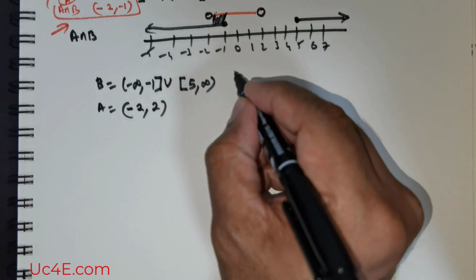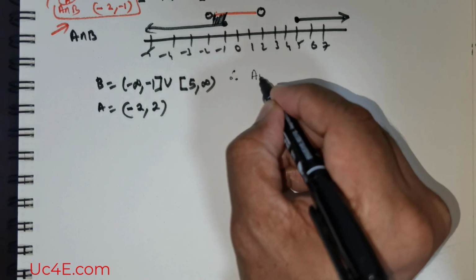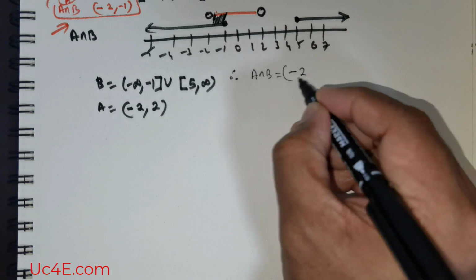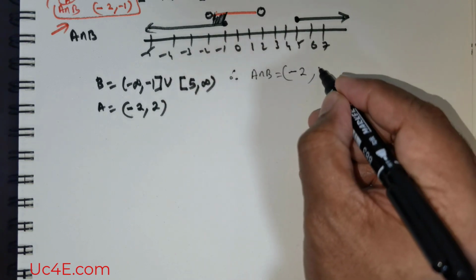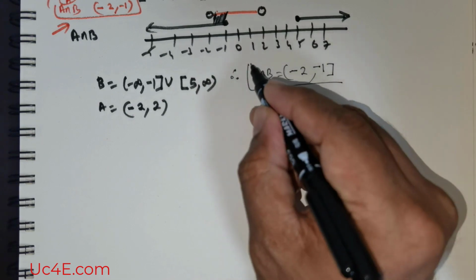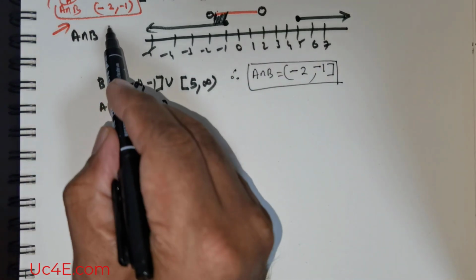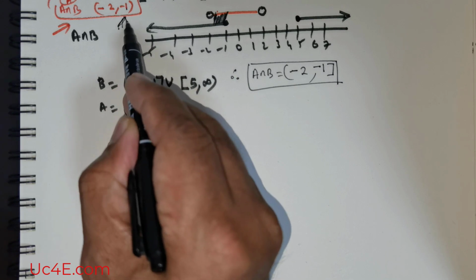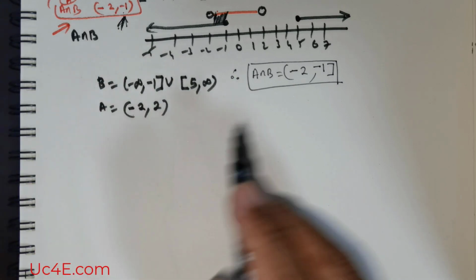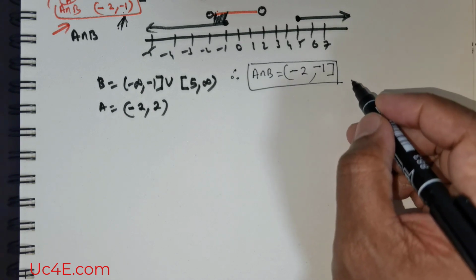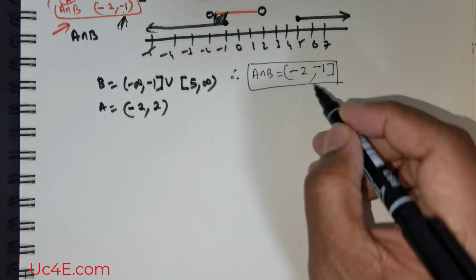So A intersection B: negative 2 is open, but negative 1 is actually closed. This should be the value, but in the choice we are getting an open here, right? We're getting an open here. So choice A is not the right answer. So we drop choice A because of the fact that we have found this value.